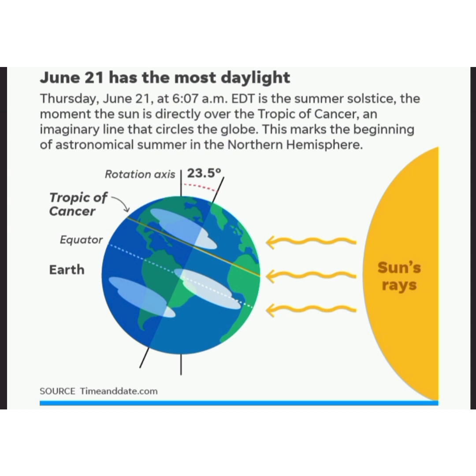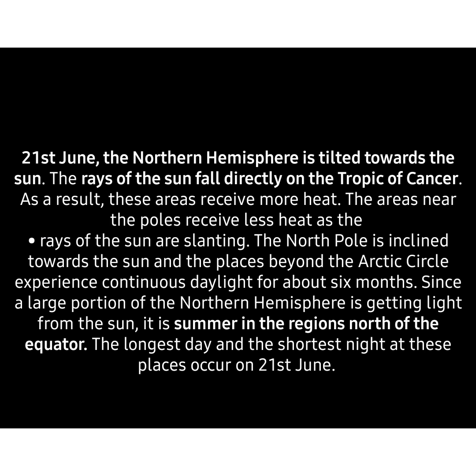And because the area near the pole receives less heat because of the slanting, and the northern pole is inclined towards the sun, places beyond the Arctic Circle experience continuous daylight for about 6 months. And that is why the northern hemisphere gets light from the sun, and it is a summer season.